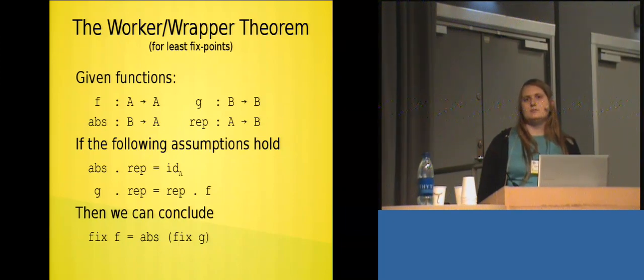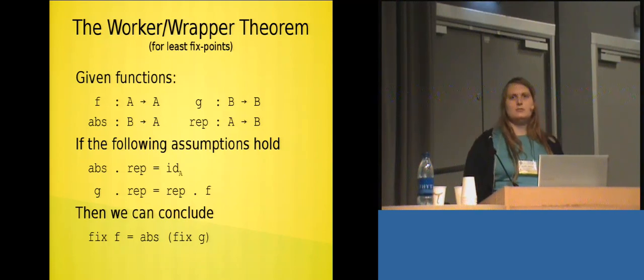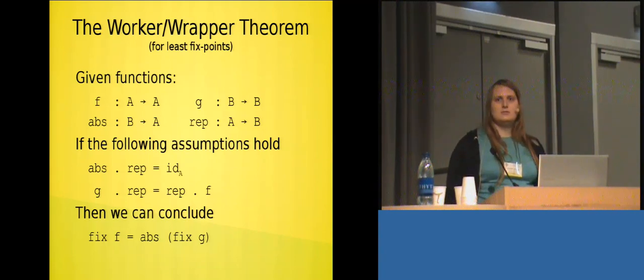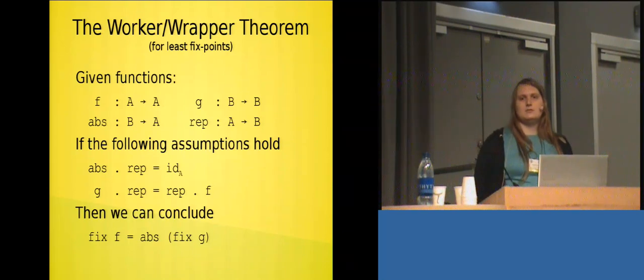I'm Paul Liu from Intel Labs. My question is sort of related to your previous one. Do you have any counterexamples whereby applying the worker wrapper transformation makes the performance worse?